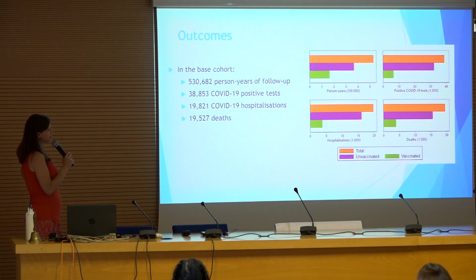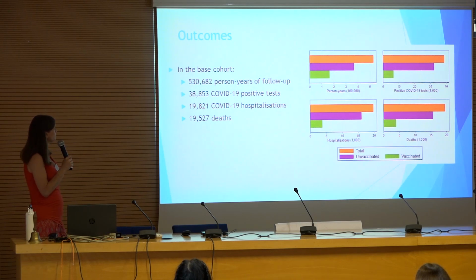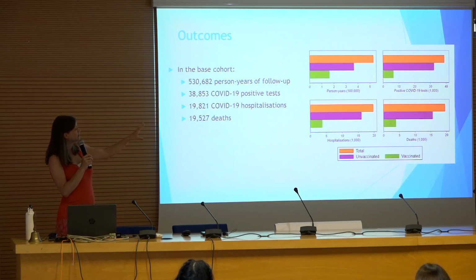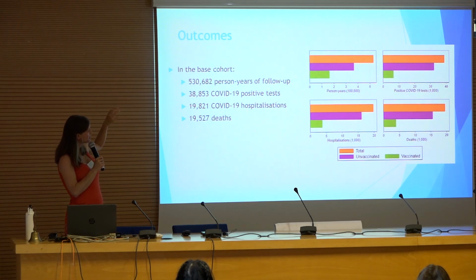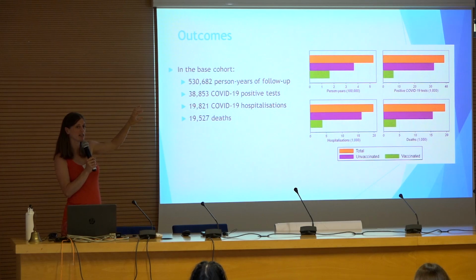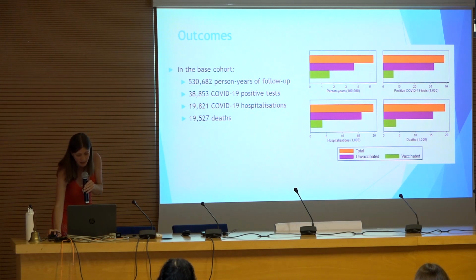In terms of outcomes, over that whole base cohort that I'm extracting my trials from, we had about 500,000 person-years of follow-up, about 38,000 positive tests, around 20,000 COVID hospitalizations, and around 20,000 deaths. The graphics on the right just show how that split is between the vaccinated and unvaccinated time. You can see from the top left graph, most of the time was unvaccinated. But if we compare that to the top right graph, even more of the positive tests were in unvaccinated time. So we're seeing more of the outcomes in the unvaccinated time than perhaps we would expect compared to the follow-up time. So already a bit of an inkling that we're seeing more events in the unvaccinated.